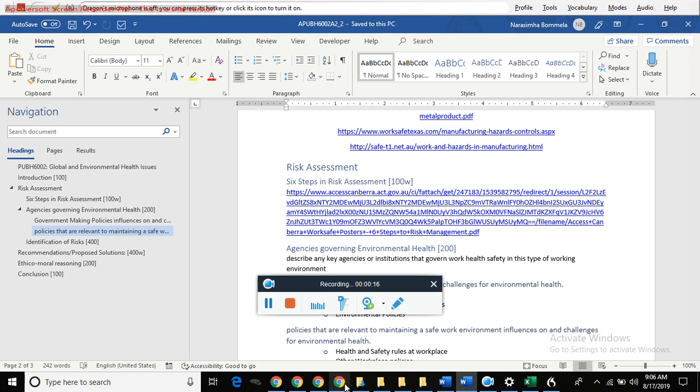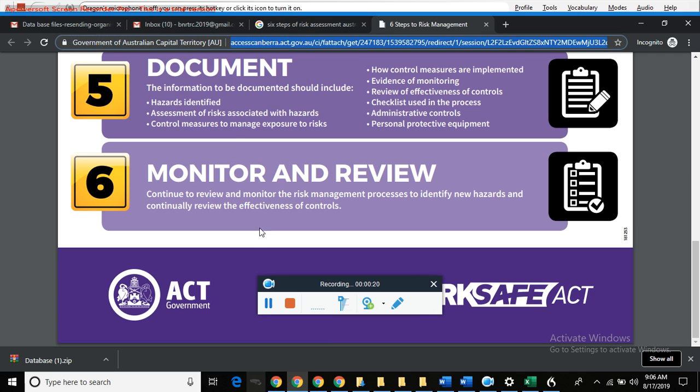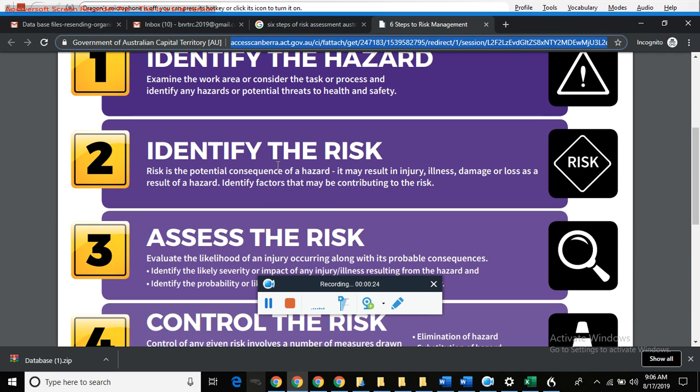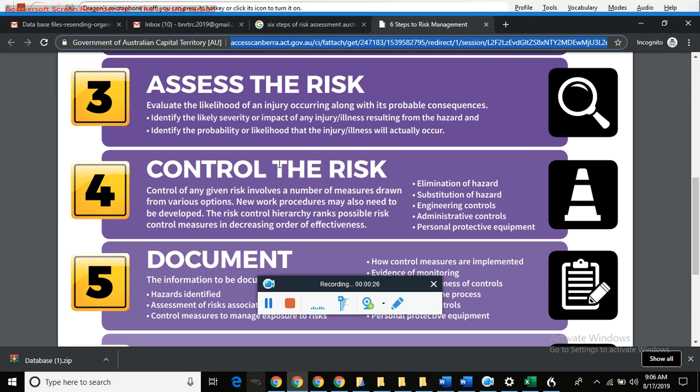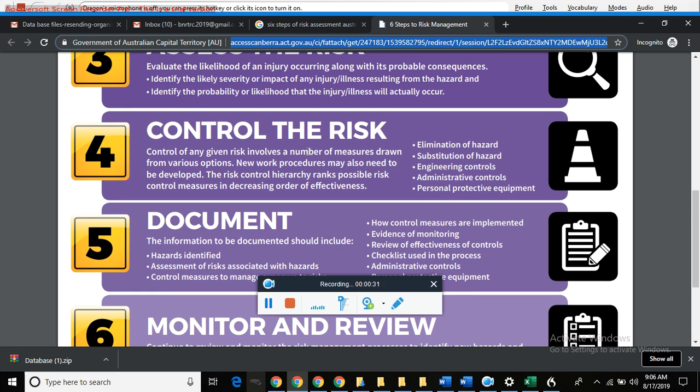We mostly use six steps to conduct risk assessment. That includes these six steps: identifying the hazard, identifying the risk, assessing the risk, controlling the risk, documenting, and monitoring and review. So these are the usual steps that we identify in risk management.